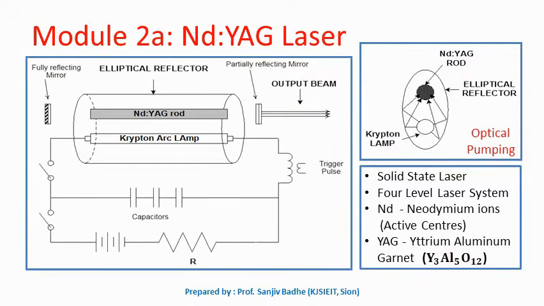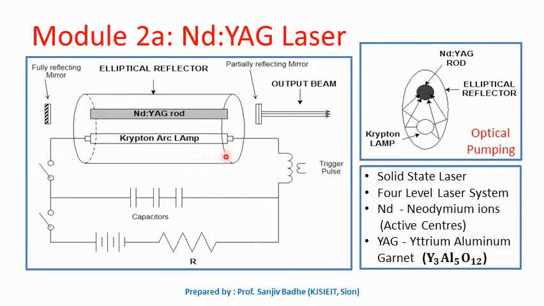This yttrium aluminum garnet is an optically isotropic crystal. In this crystal, some of the yttrium ions are replaced by neodymium ions. This yttrium aluminum garnet has nothing to do with the lasing action. It just serves as a host lattice in which some of the neodymium ions can be introduced.